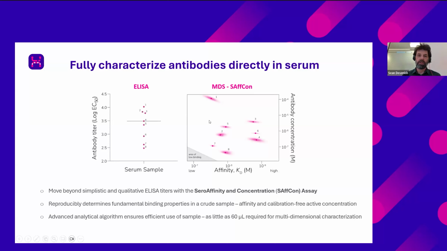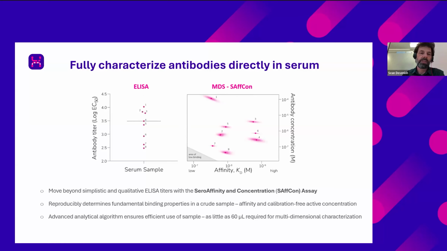So you can see we've got here some matched samples measured by ELISA on the left and using our SAFCON assay on the right-hand side. So ELISA obviously is very widespread and very heavily used, and in some sense is great technology. However, it does give you a somewhat semi-quantitative, perhaps qualitative type ranking without really capturing what this specifically means.